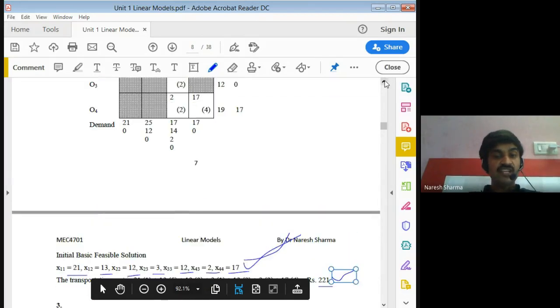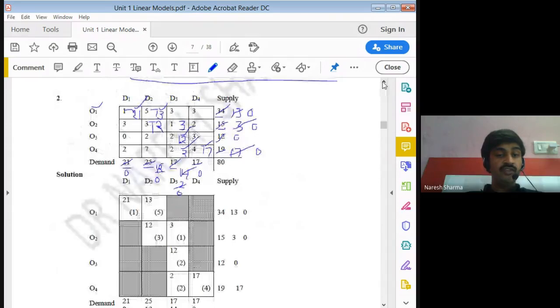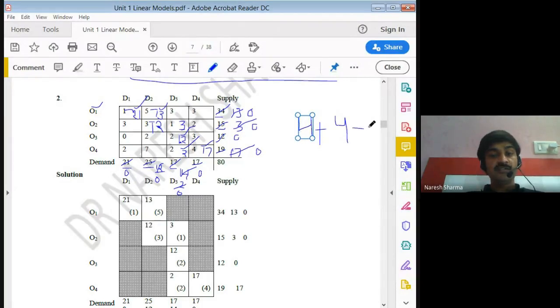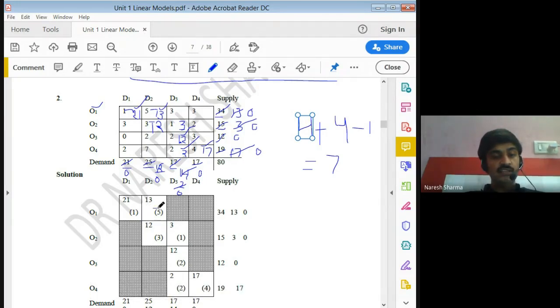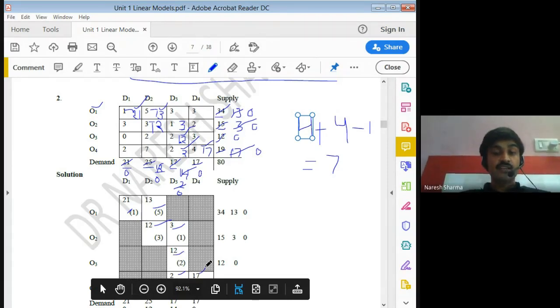Another thing I want to mention here is why these are called the feasible solution. If you see here, the number of rows is 4, O1 to O4, and D1 to D4 are columns. The number of rows is m, the number of columns is n, that is 4 plus 4, 8. If you decrease this by 1, minus 1, it is 7. So if these allocations are 7, then you say the solution is feasible. We can count here 1, 2, 3, 4, 5, 6, 7. So these are 7, so we say the solution is feasible.